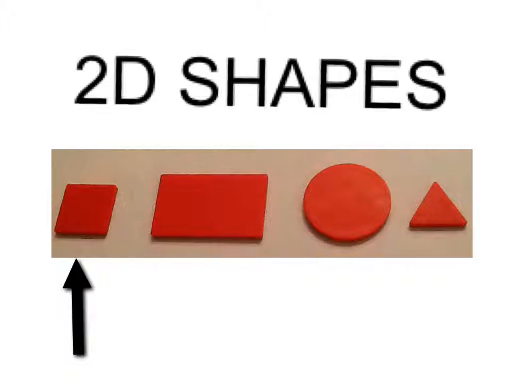Alright, so let's review the 2D shapes that we talked about today. We have the, go ahead and say it with me, square, rectangle, circle, and triangle.